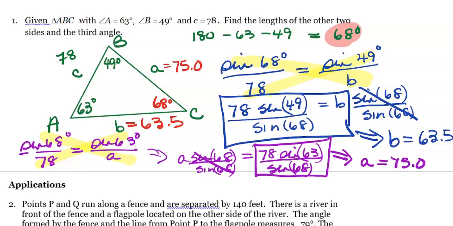So now you can see that we have found two missing sides and one missing angle. So we have solved the triangle. Okay, let's go on to the next example.